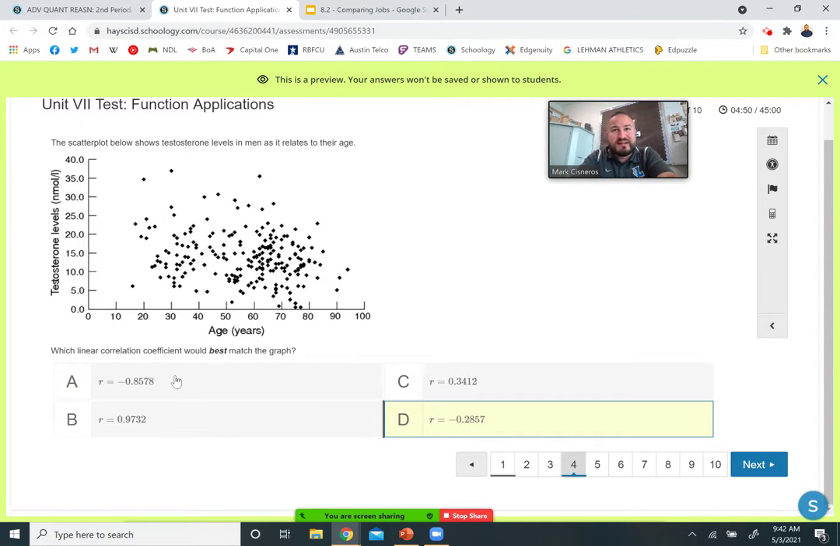A can't be the correct answer because this is a really strong negative correlation, meaning that the dots would be really, really close together in a line. The correct answer to this one is negative 0.2857. It might have been a different letter on your answer sheet, but this is because it is a negative trend, but it's super, super weak because the R value is really close to zero.